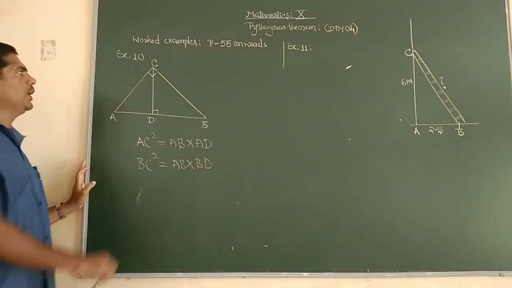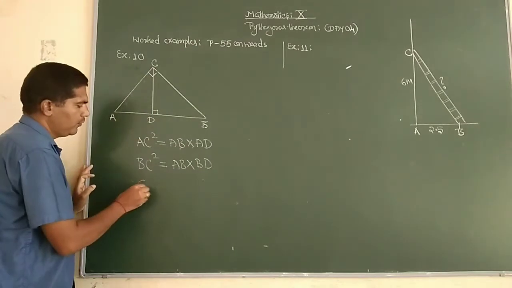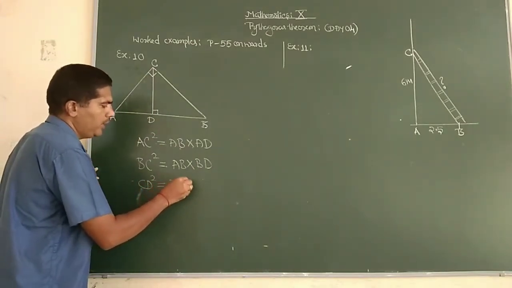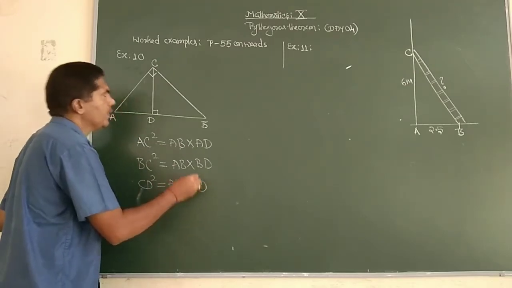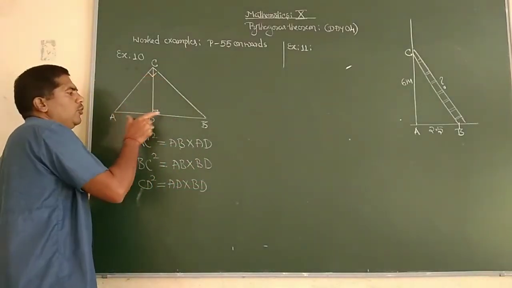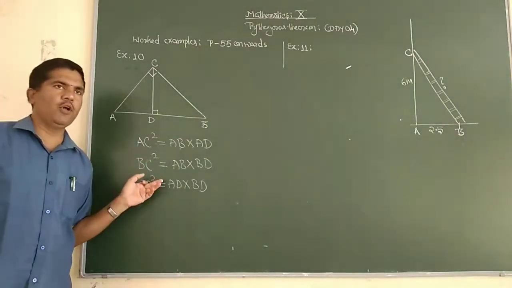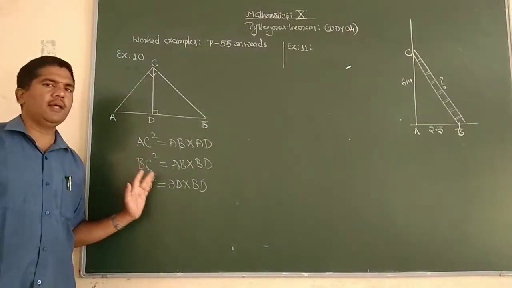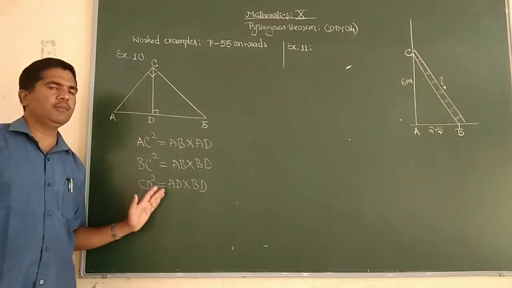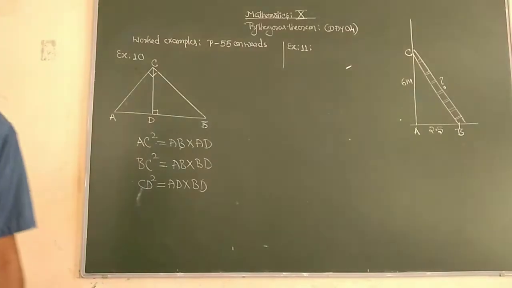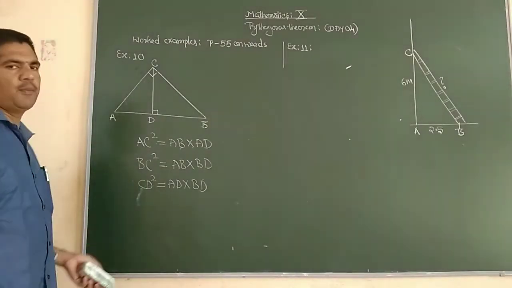Similarly, you have one more thing. You have drawn the perpendicular CD. CD square can be written as AD into BD. CD square equal to AD into BD. So these three relations are useful in solving problems. They are called corollaries of Pythagoras theorem. Now in the syllabus, those things are omitted, deleted, but you can utilize them for solving problems.